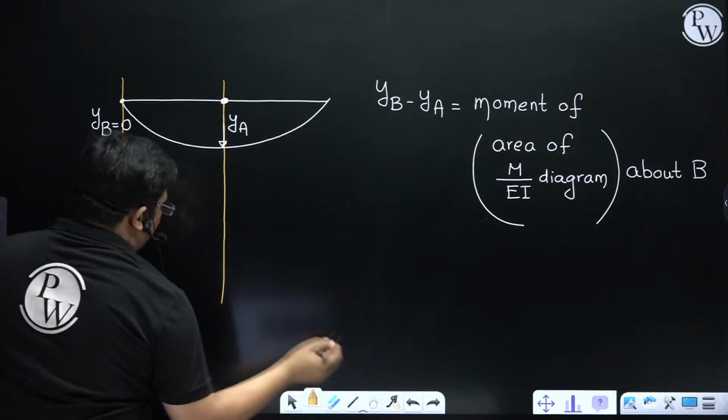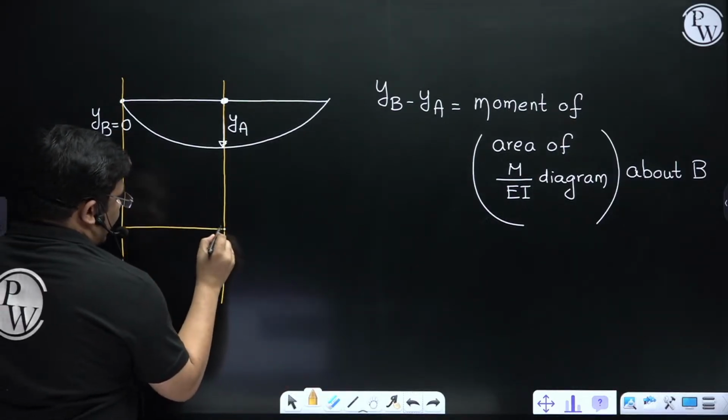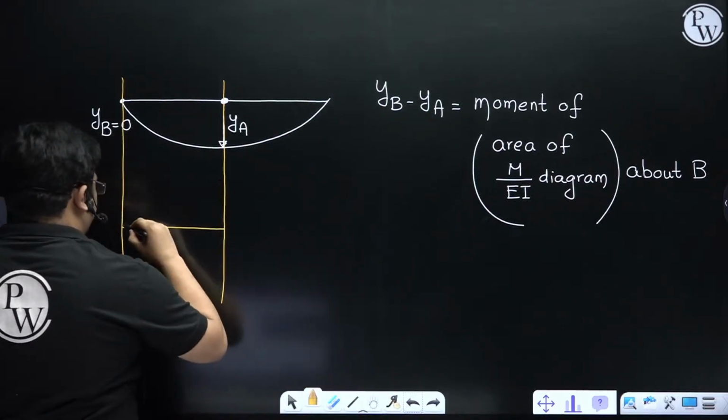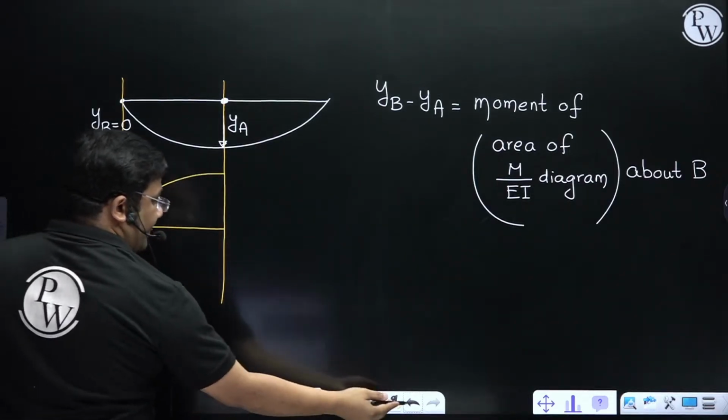Okay, I'll not draw the whole thing. I'll only draw between A and B. Yes, so this is the diagram only bending on A and B. Very good.